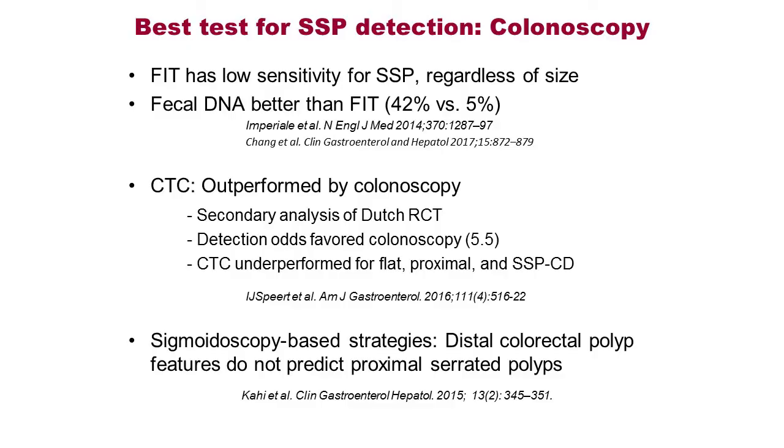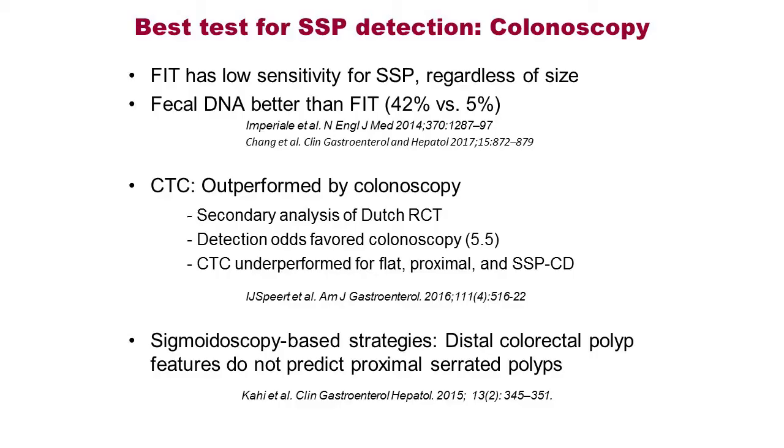The best test for SSP detection, switching gears a little bit to optimizing detection and resection, really is colonoscopy. A lot of data have shown that other tests really don't allow you to effectively find these polyps. FIT has low sensitivity for SSPs because these lesions tend not to bleed very much. Fecal DNA, because it has a methylation assay, performs better than FIT and is probably the best non-invasive test as far as sensitivity goes, but it's still around 40% for large SSPs.